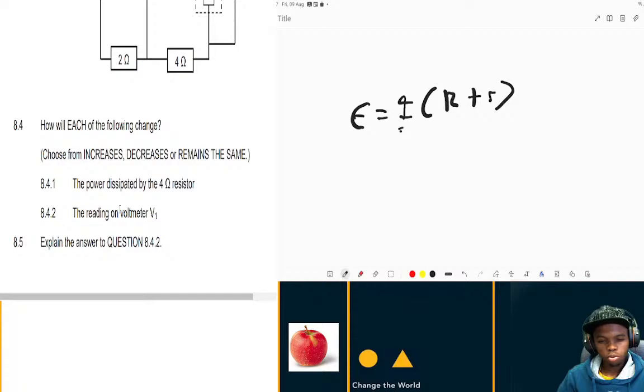Now they say choose from increase, decrease, or remains the same. So the first question is the power dissipated by the 4 ohms resistor.